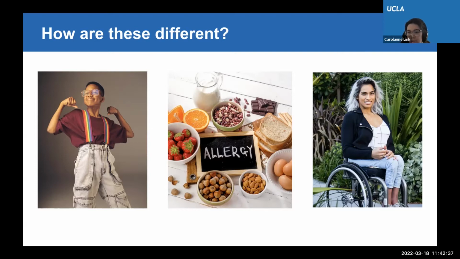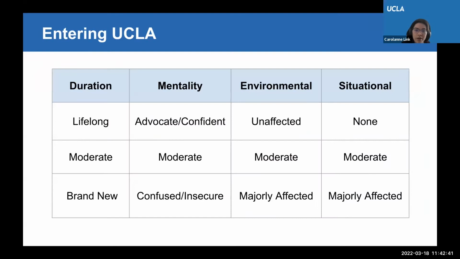It's just something that we need to normalize a little bit more. So the way I think about disability, especially as we enter higher education, is these 4 axes: duration, mentality, environmental, and situational. So duration is the concept of how long someone has had this disability. It can be recently acquired, it can be congenital.